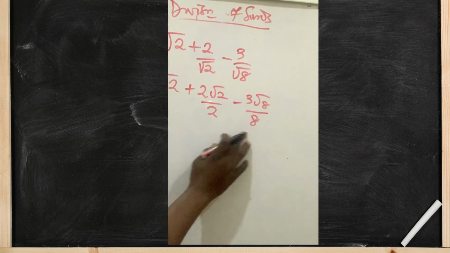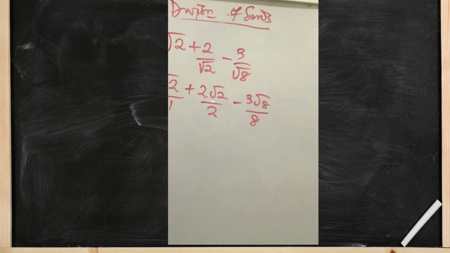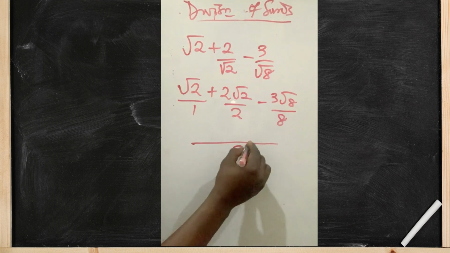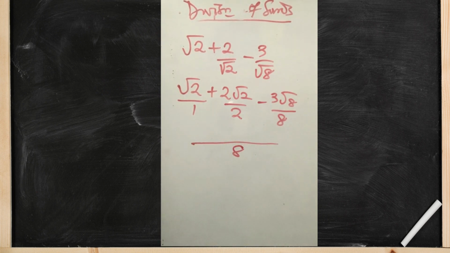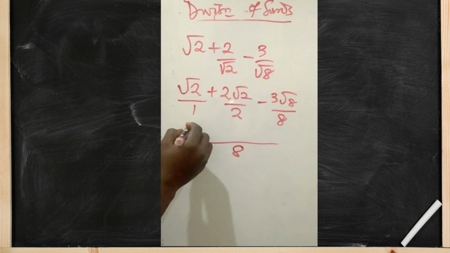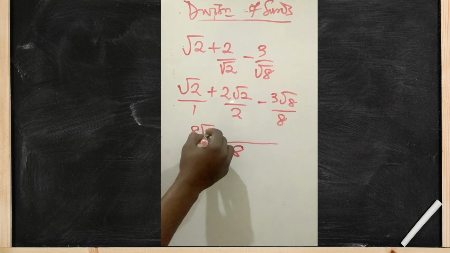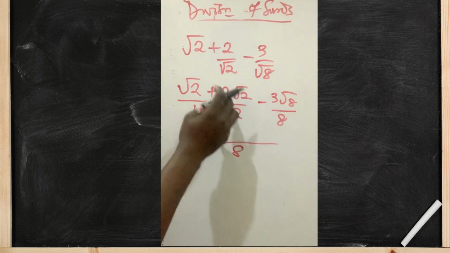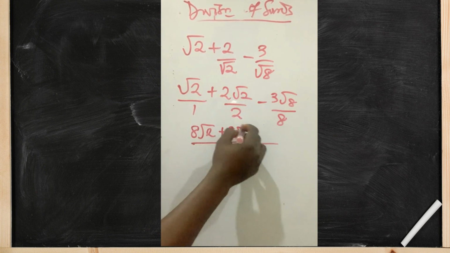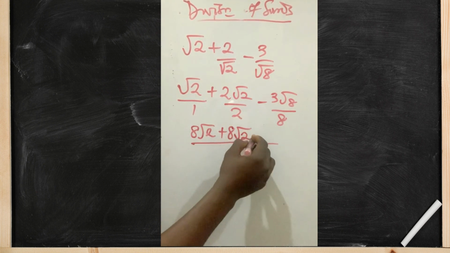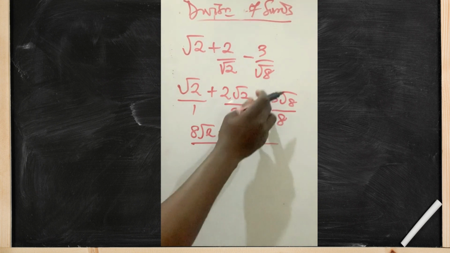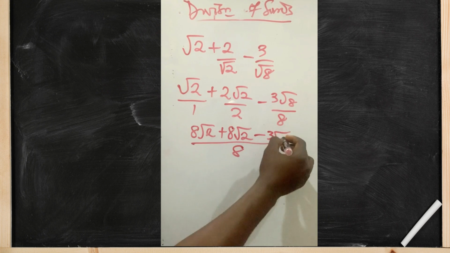Now we can look for the LCM, because this is the same thing as saying divided by 1. So the LCM of these three denominators is 8. And 8 divided by 1 is 8. 8 times root 2 is 8 root 2. Plus 2 divided by 8 is 4. 4 times 2 root 2 is 8 root 2. Minus 8 divided by 8 is 1. 1 times 3 root 8 is this.